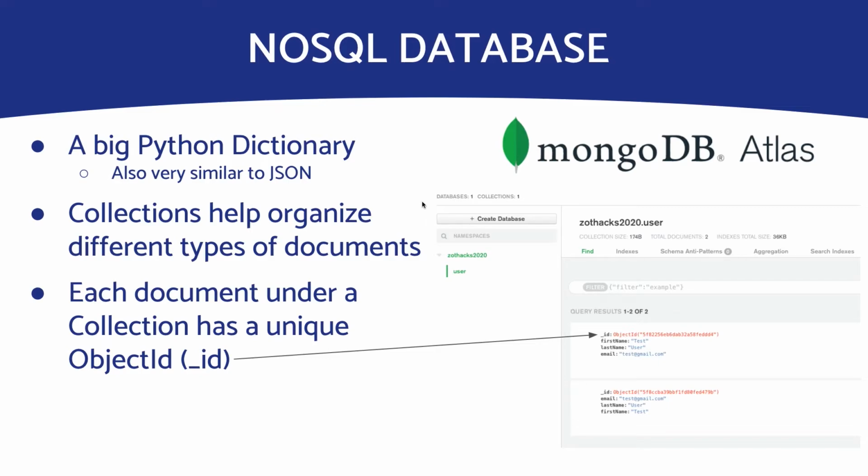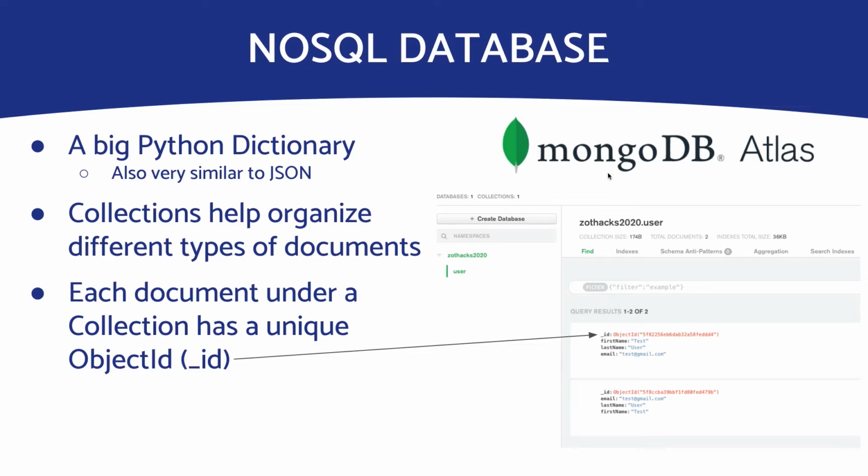Now I'd like to briefly talk about what a NoSQL database is. A NoSQL database can be thought of as a big Python dictionary that is stored in the cloud, in our case. On the right here, you can see a screenshot from the online interface for our Mongo NoSQL database, stored on MongoDB Atlas.